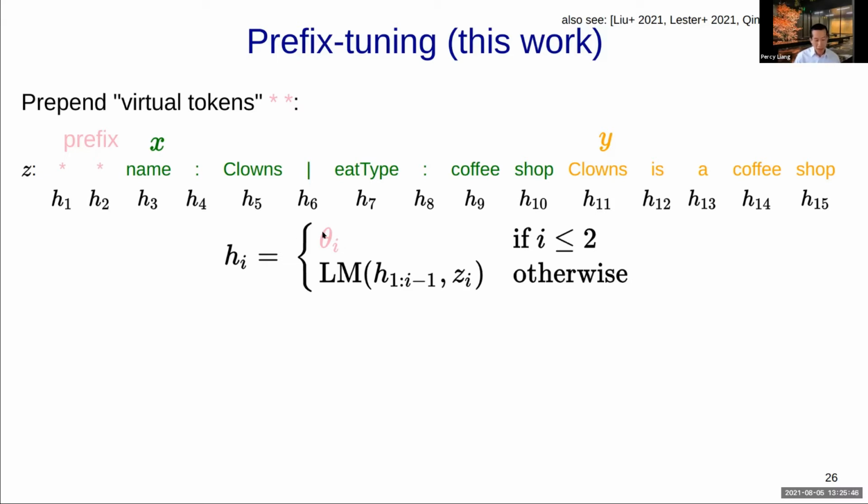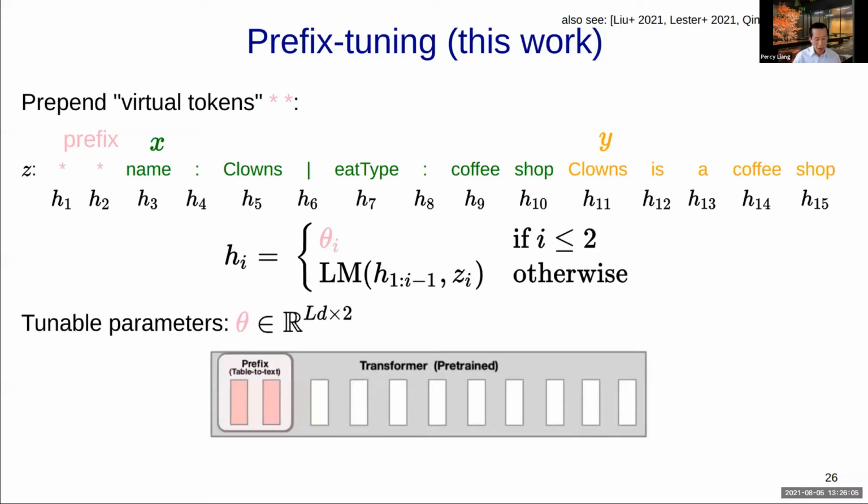But the key thing is that for this prefix, instead of running it through this recurrence, we're just going to have free parameters that we're going to backprop. So we get to backprop directly through H1 and H2, essentially. And here we're going to distinguish the parameters and call them theta, but they're effectively H1 and H2. So now we have a much smaller set of tunable parameters. Instead of the whole transformer, we just have this prefix.